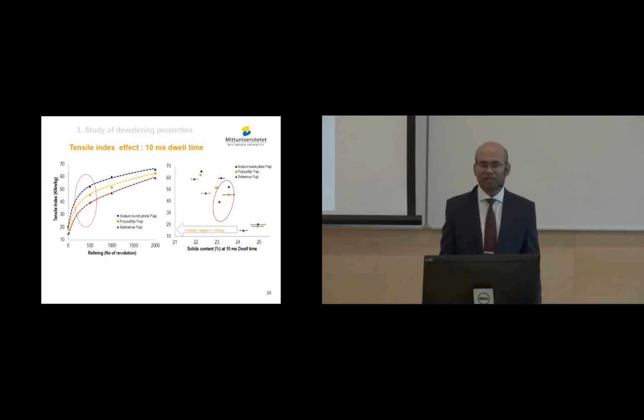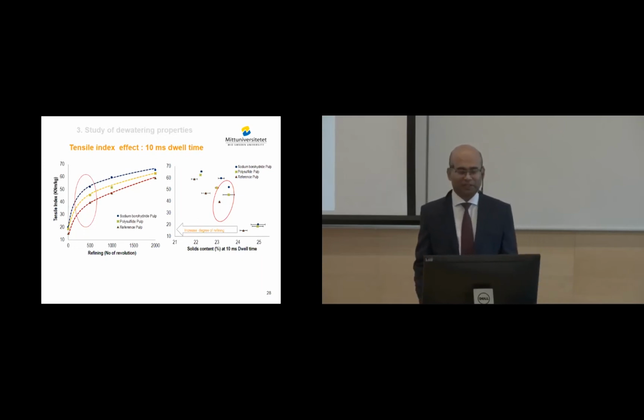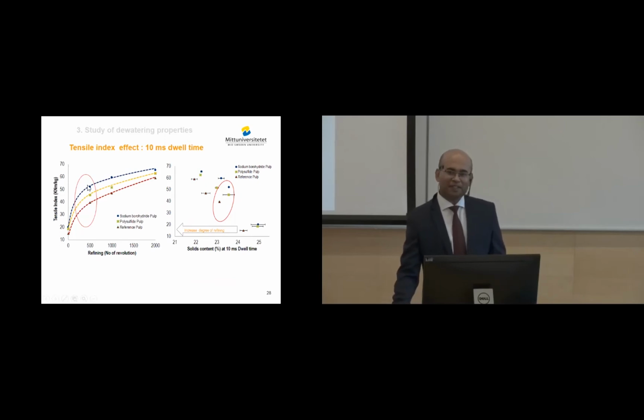This is one of the important curves, I will say, because you remember this curve where I said 15 to 32% was the tensile index improvement, for example at 500 PFI revolutions. What happened, the same thing if we compare with the solid content. I took the 10 millisecond dwell time. It's not a major factor here because in all cases the dwell time was the same. So I put the example of 10 millisecond dwell time.